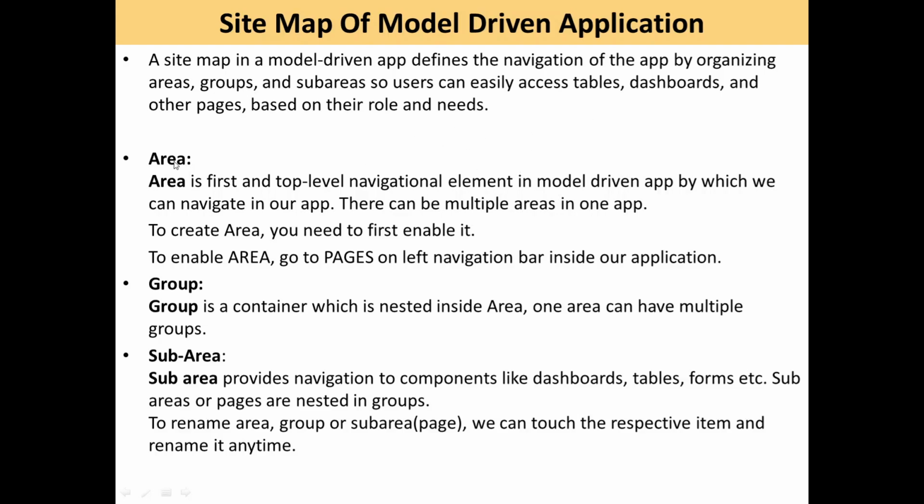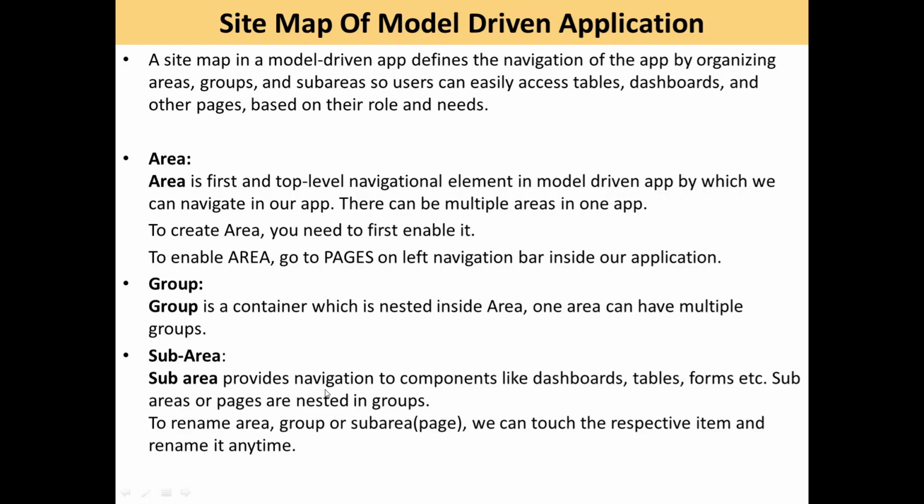First we will discuss the area. An area is the first and top-level navigational element in a model-driven app by which we can navigate in our app. There can be multiple areas in one app. To create an area you need to first enable it. We will see how to enable an area: go to pages and the left navigation bar inside our application. Second, a group is a container nested inside an area. An area can have multiple groups. The last is a sub area, which provides navigation to components like dashboards, tables, forms, etc.